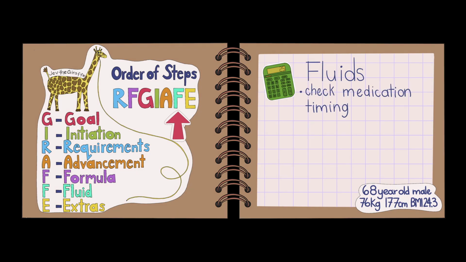Something we always need to check when ordering water flushes for a tube feeding patient is the frequency of medications that are being given through the tube.